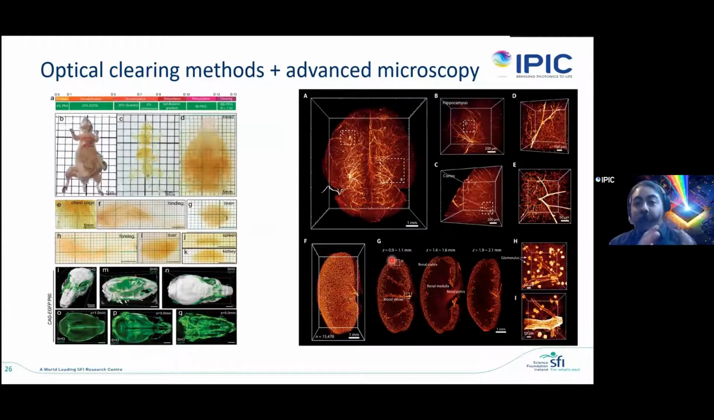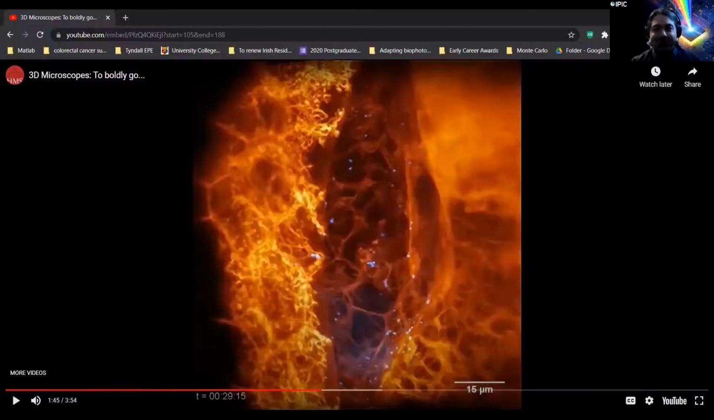So you could see not only the image of the whole brain, but you see it in very good resolution. You see all the nerves, you see all the cells, neurons, and all the details in there. So this is actually amazing, and I will show you a video about that.